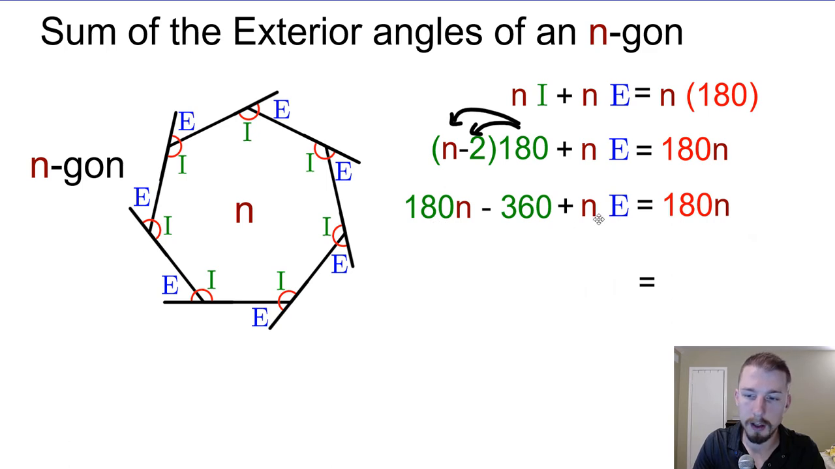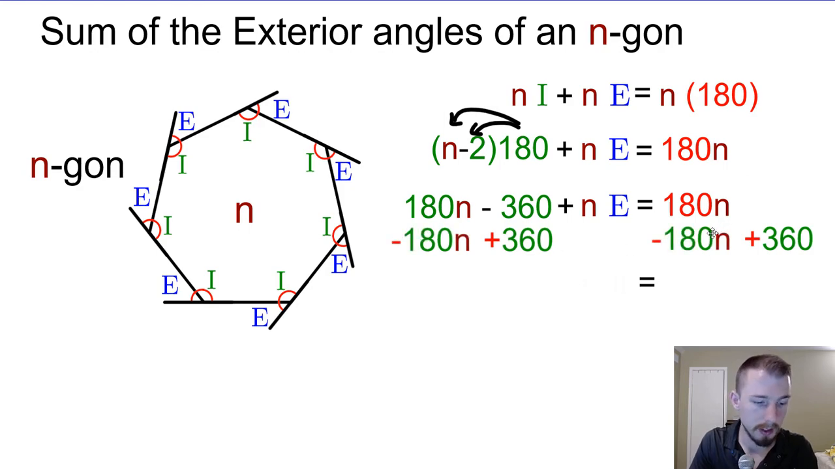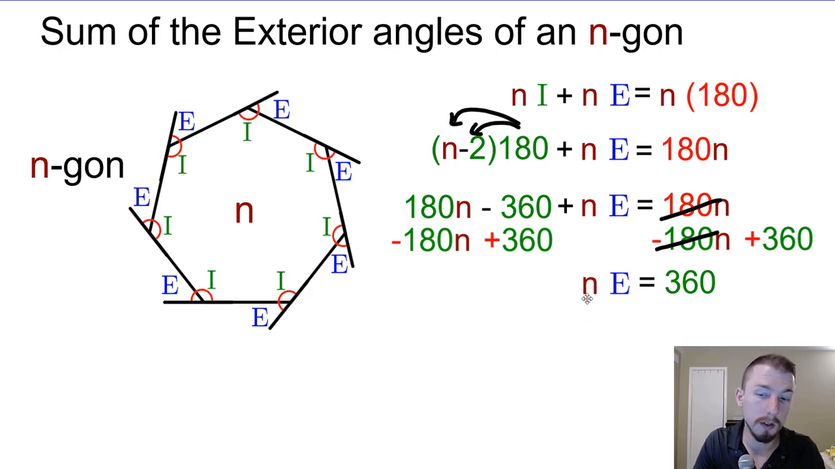Then we want to get the n exterior angles by themselves. So we're going to add 360 to both sides and subtract 180n from both sides. If we notice when we subtract 180n from both sides, that goes to 0 plus the 360, which is just 360, and all of that is equal to the n exterior angles. So regardless of the number of sides, that 360 stayed constant the entire time.